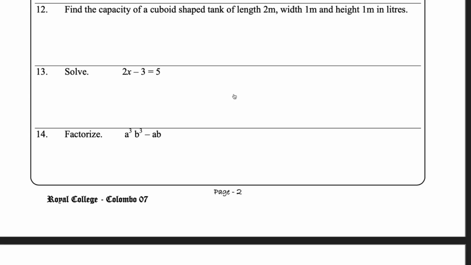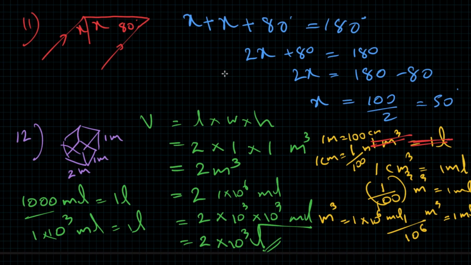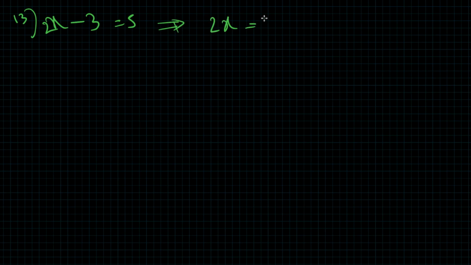We have to solve this equation. It's pretty straightforward. Let's go and do that. Number 13: 2x minus 3 equals 5. Write it like this: 2x equals 5 plus 3. You can bring this minus 3 to this side, then it becomes plus 3.